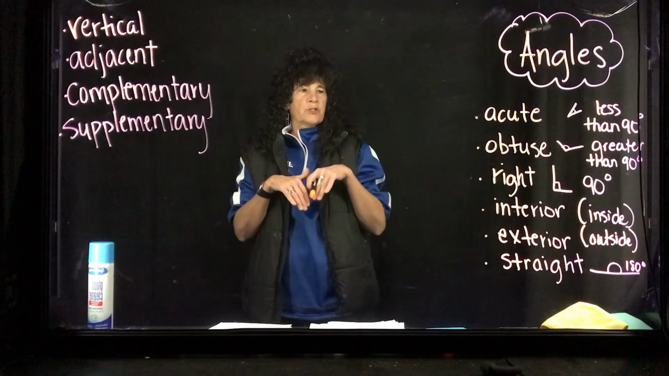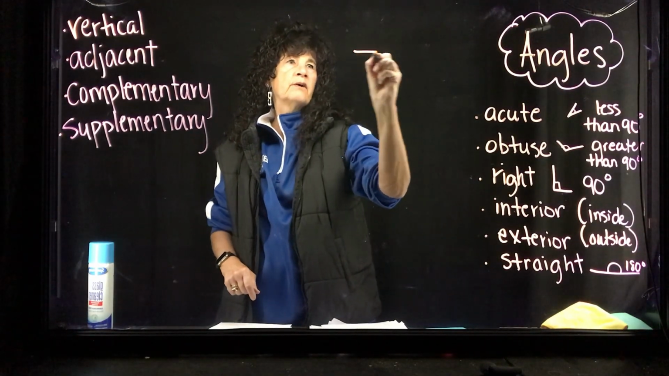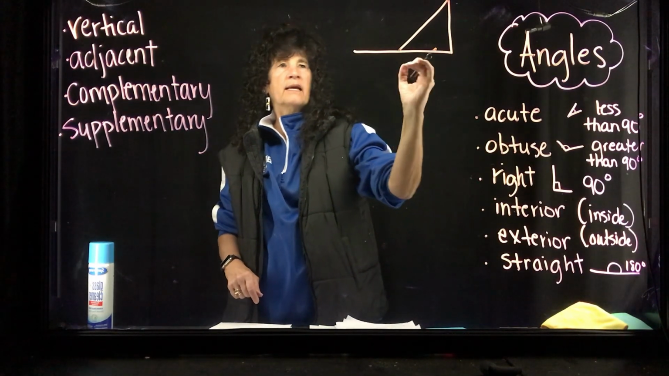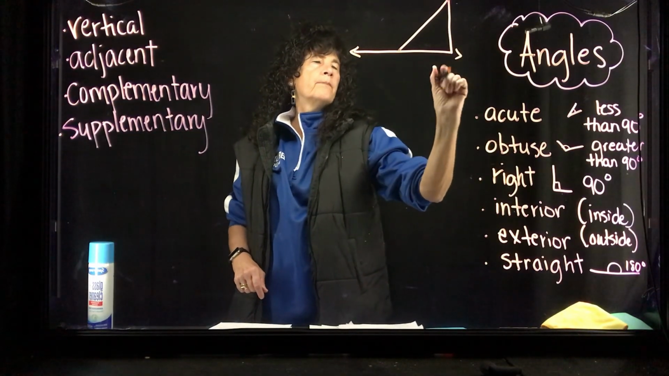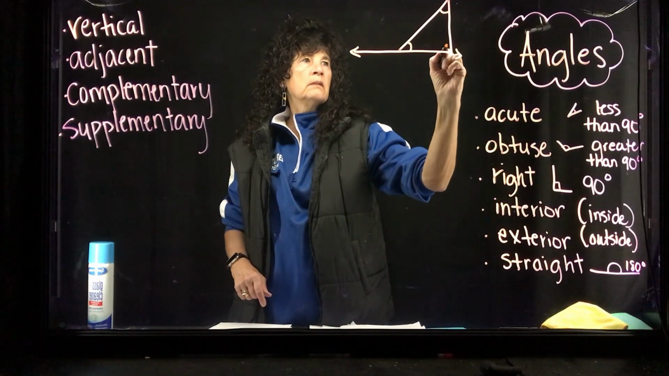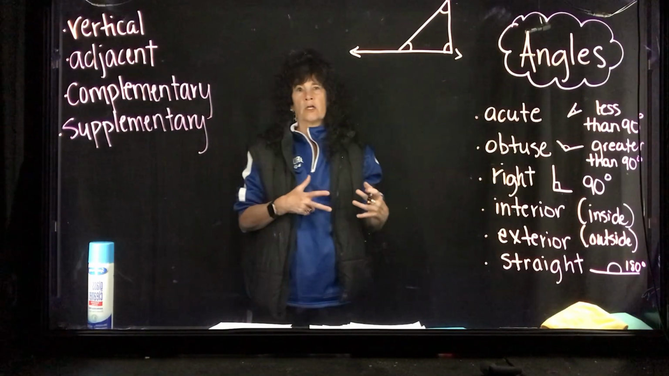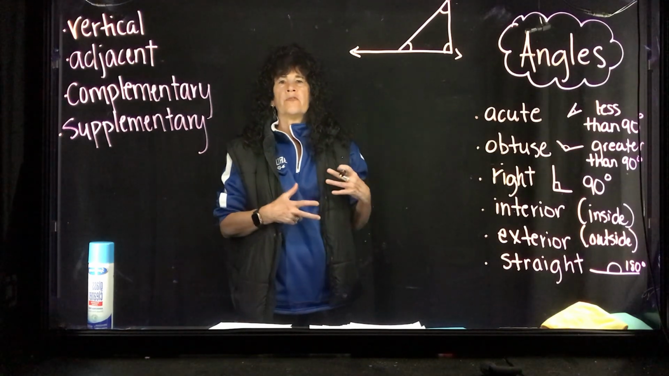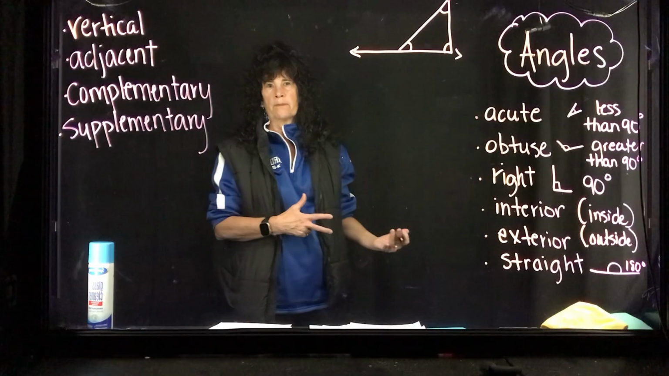We also have interior and exterior angles. So for example, if I have a triangle like this, and I have extended it out, the interior angles are the ones inside. In every triangle, in every three-sided polygon, the sum of the interior angles is equal to 180 degrees, okay?